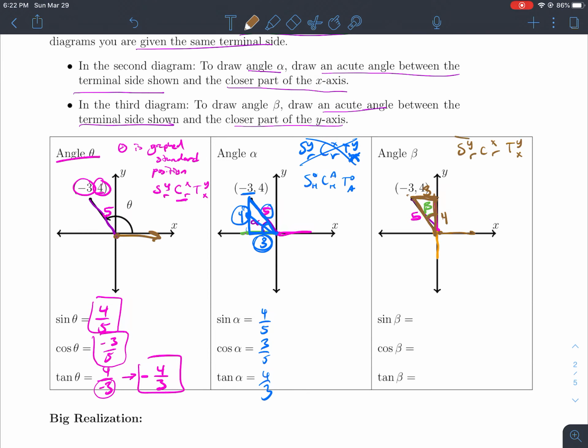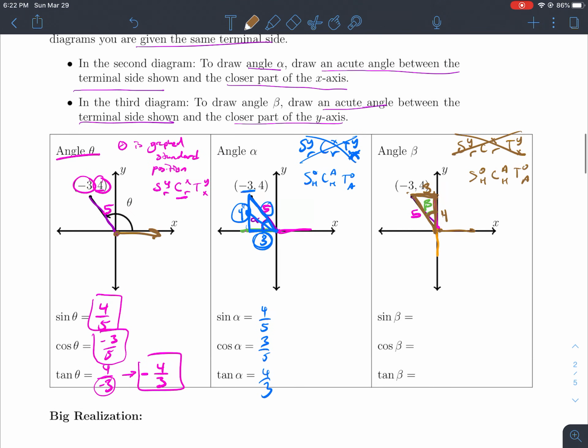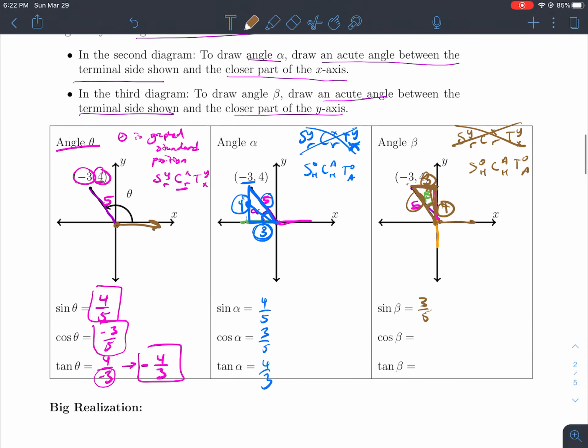So sine of beta, we can't use these. We've got to go back to our original SOHCAHTOA formulas because it's not graphed in standard position. So we have opposite for beta over hypotenuse would be 3 over 5. Adjacent over hypotenuse is 4 over 5. Tangent is opposite over adjacent, 3 over 4.